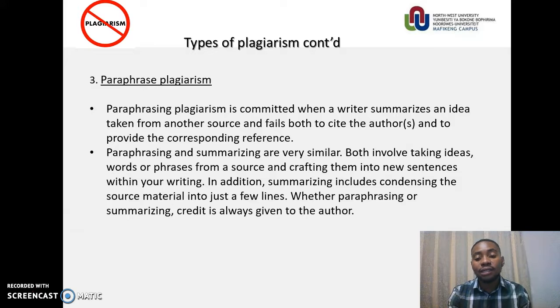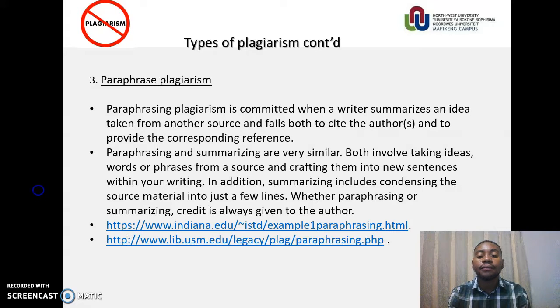Paraphrasing and summarizing are very similar. Both involve taking ideas, words, or phrases from a source and crafting them into new sentences within your writing. In addition, summarizing includes condensing the source material into just a few lines. Whether paraphrasing or summarizing, credit is always given to the author, or else one will be charged with plagiarism.